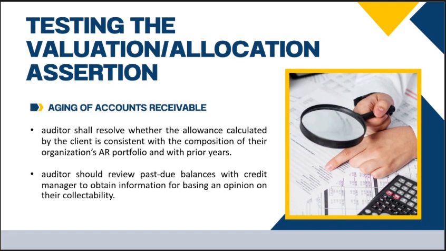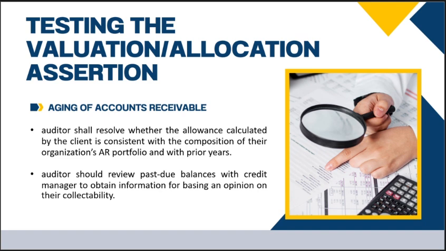As accounts age, the probability of their collectability decreases. Therefore, reviewing the aging process of AR is needed. As a general rule, the larger the number of older accounts that are included in an organization's AR file, the larger the allowance for doubtful accounts needs to be to reflect the risk. Hence, the auditor shall resolve whether the allowance calculated by the client is consistent with the composition of their organization's AR portfolio and with the prior years.